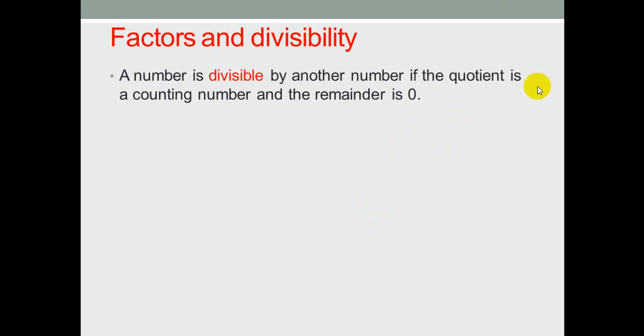Here, factors and divisibility. A number is divisible by another if the quotient is a counting number and the remainder is 0. The number is divisible if the remainder equals 0. If we have no remainder.